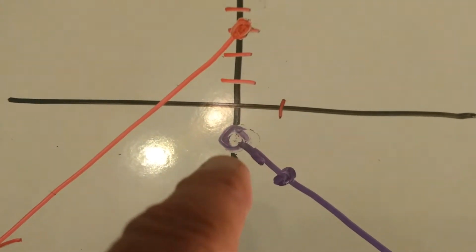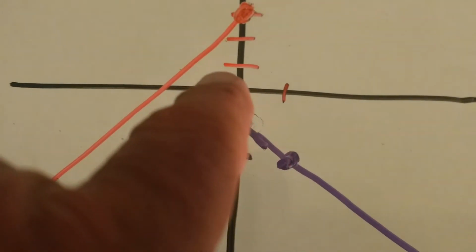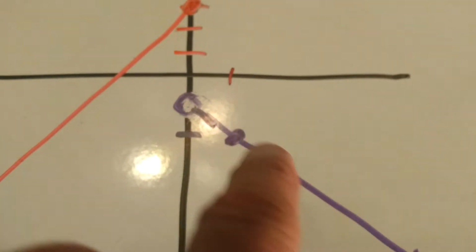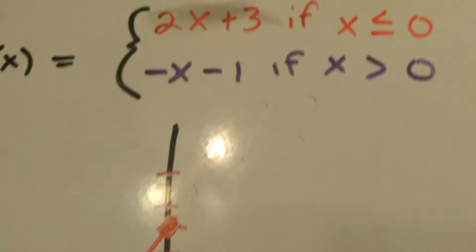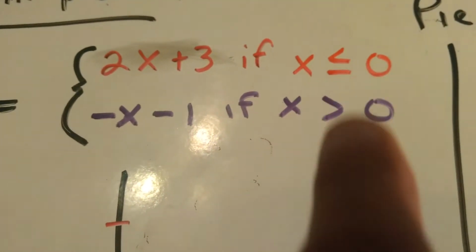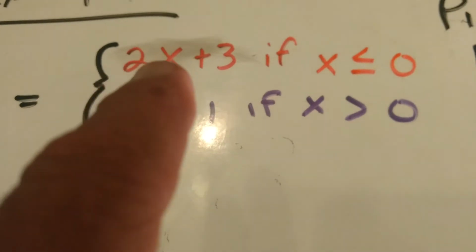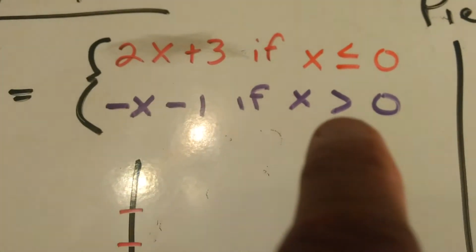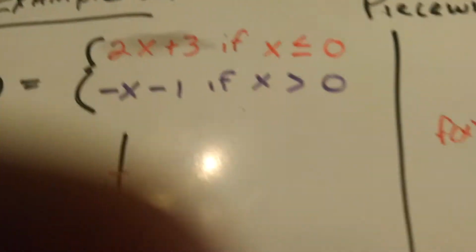If I start with negative 1, go down 1 and over 1, I get my graph here, and here I'm using all the x's that are greater than 0. So just remember, you have to follow this domain for your x's. You can only use this equation if x is 0 or less. You can only use this equation if x is greater than 0.